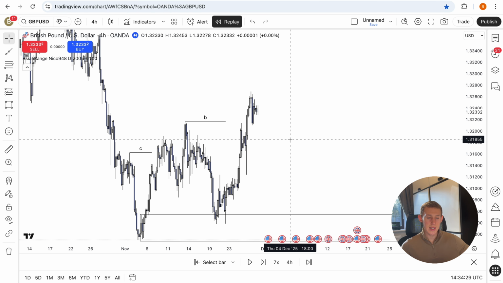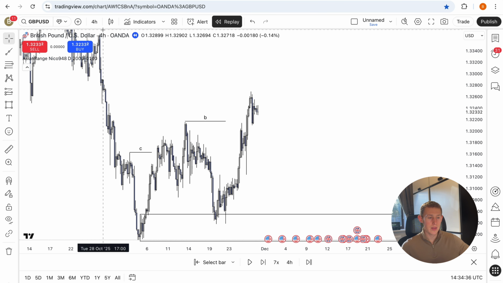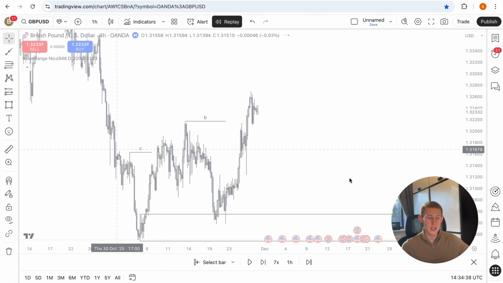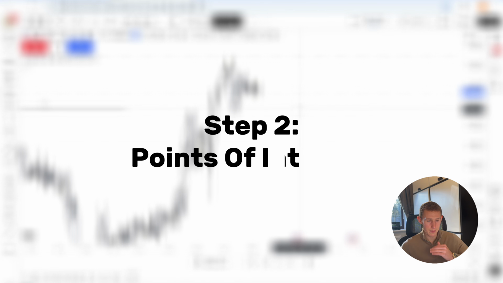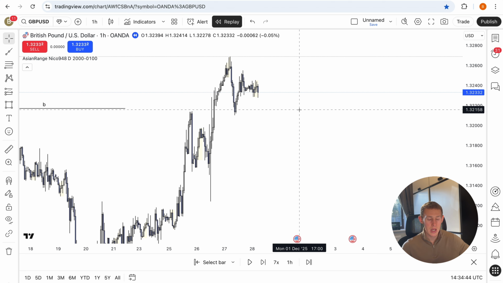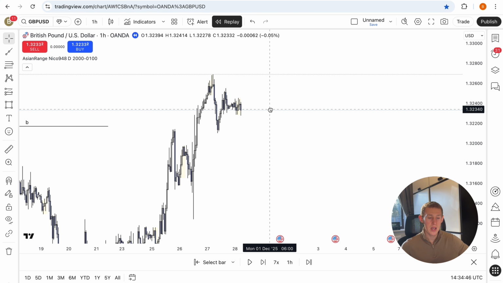Alright, now this next step is one that most people overcomplicate, which should actually be the simplest step in this whole system, right? Now the next step is very simply to identify any point of interest, right? Now, what do I mean by point of interest? Because that's very ambiguous.